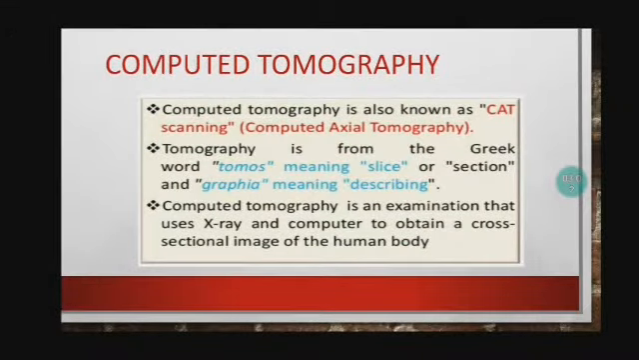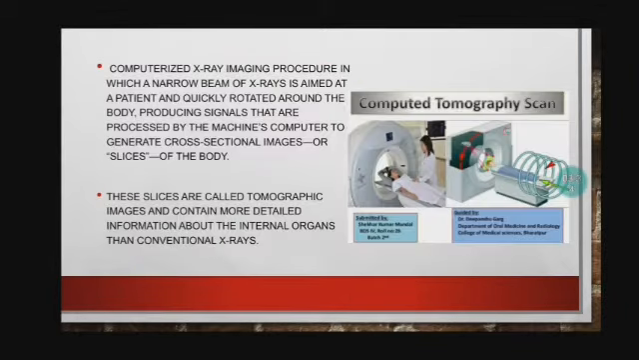Computed tomography is also known as CAT, or CT scanning, or computed axial tomography. Tomography is from the Greek word tomos, meaning slice or section, and graphia, meaning describing. Computed tomography is an examination that uses X-ray and computer to obtain a cross-sectional image of the human body.